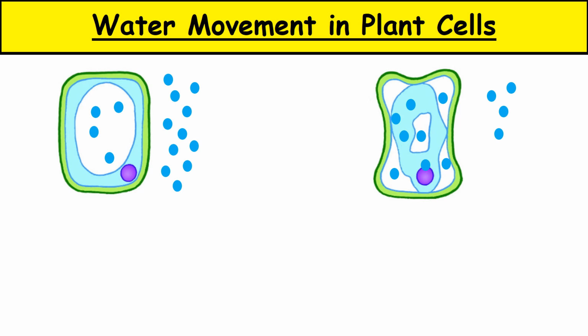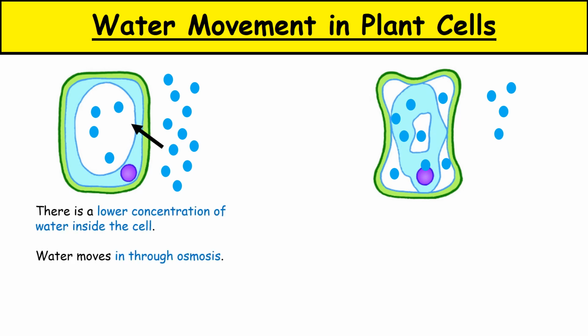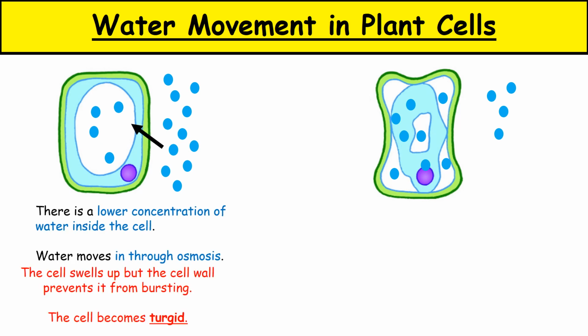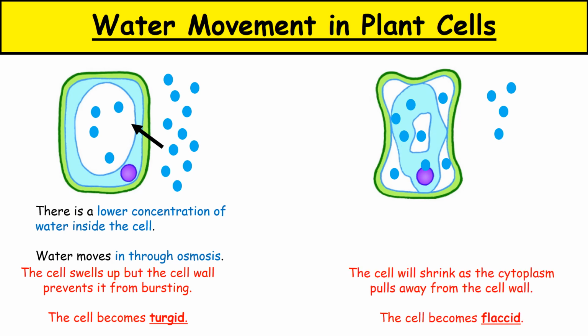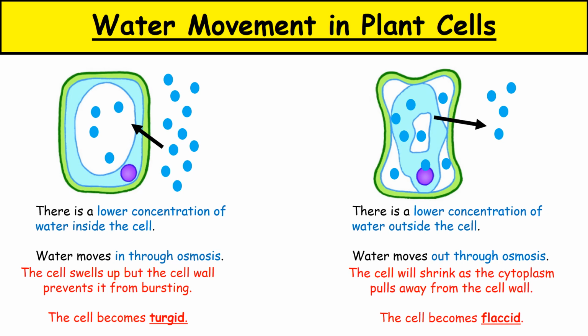And then we've got our plant cell. So similar process. Here we've got a cell that has a lower water content inside the cell, so the water could move in and it could become turgid when it swells. The cell wall will prevent it from bursting because it's a really strong structure, whereas an animal cell doesn't have a cell wall. And then in the other one, it will become flaccid because the cell will shrink as the cytoplasm pulls away from the cell wall because the water concentration is lower outside the cell, so all the water will leave the cell.